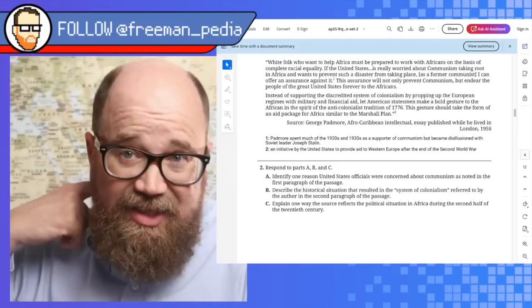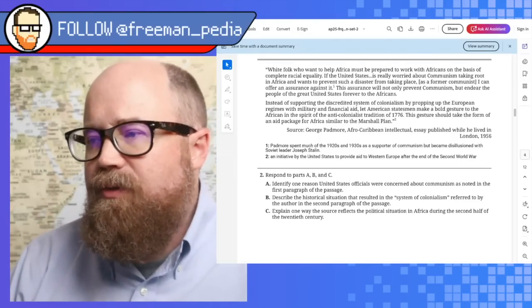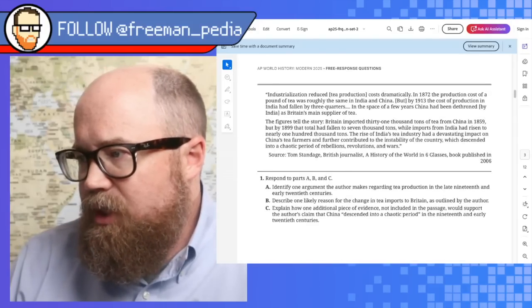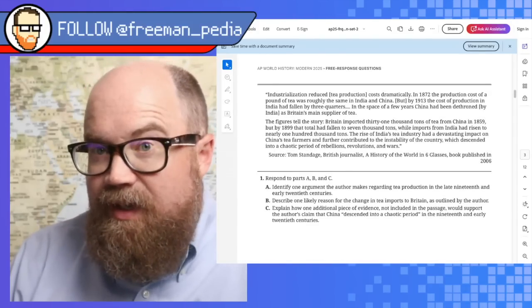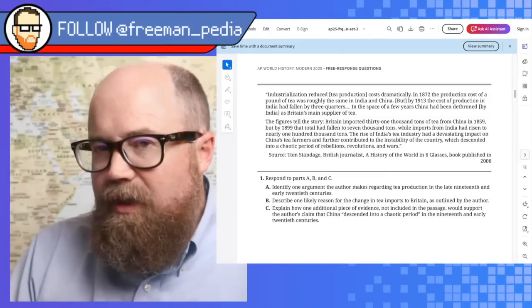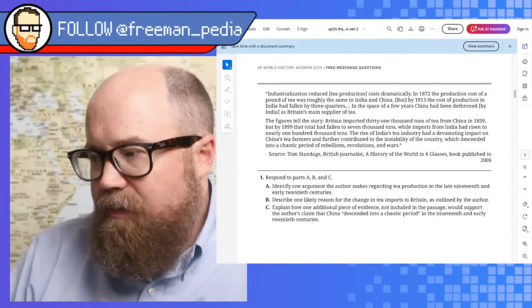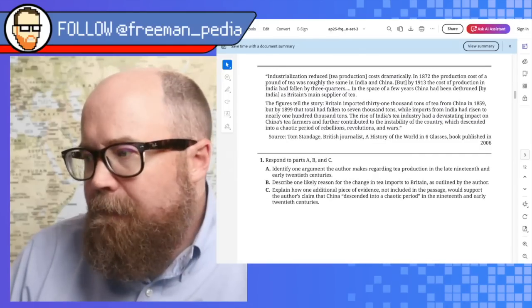So, yeah, that's 2. Both of those are good. Both of those are very doable. Hopefully you didn't get tripped up. Even if you don't know the story of tea, you hopefully know the tea here from the reading. And so that's the first test.